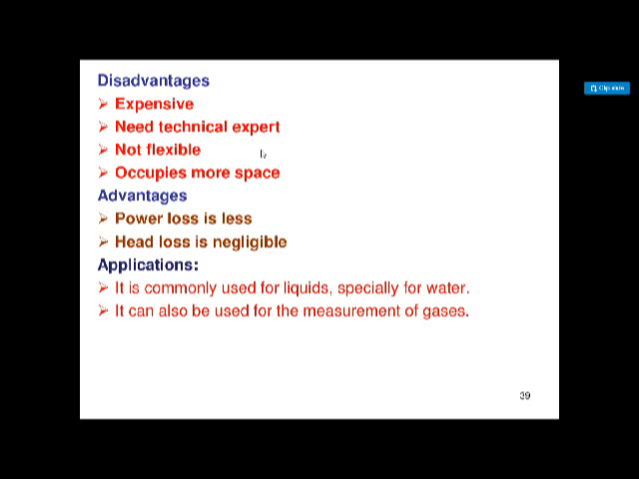Now here applications में you can use this venturimeter for liquids, specially water का flow rate अगर तुम्हें मेजर करना है तो, and it is also used for the measurement of gases. So this is again one of the very important flow meters. Always a question is asked on the venturimeter.